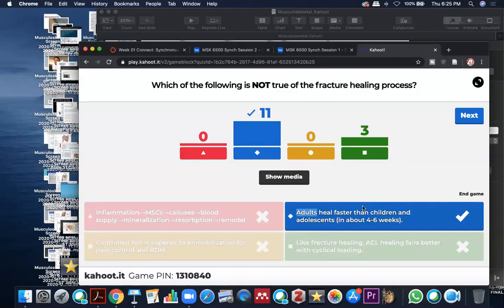The others are just kind of general factoids. Like the ACL healing, when you have the reconstruction, that guy inadvertently found out that if you put cyclical loading on it, because some of the patients didn't want to just stay still, they would move on it, they actually healed better. So you don't want to completely immobilize there. Controlled weight bearing is better than immobilization for pain control and range of motion, is generally what they've said. And then this is just the general phases of bone fracture healing. So that stuff can probably just be memorization, but the big thing here was that children heal the fastest.